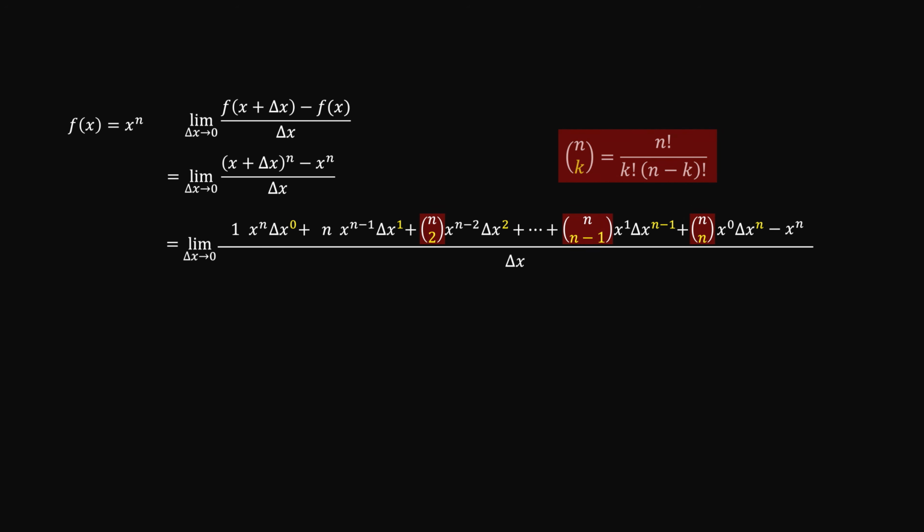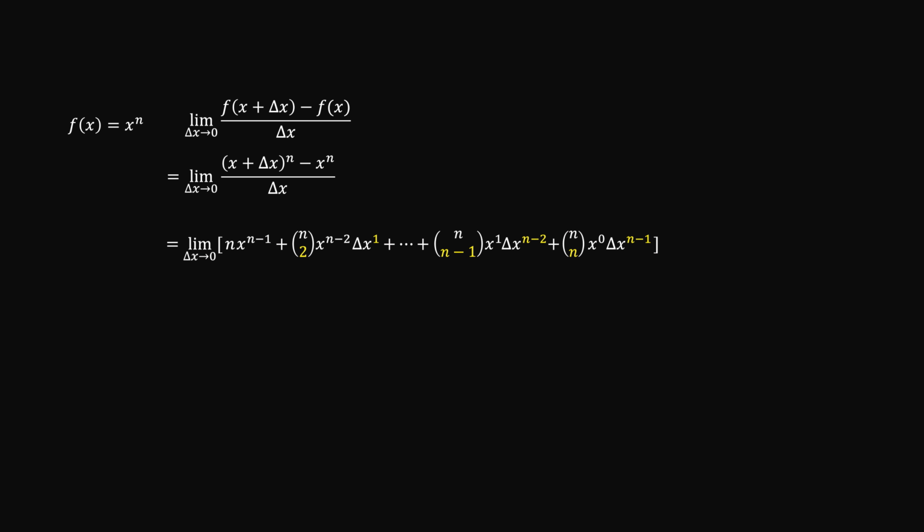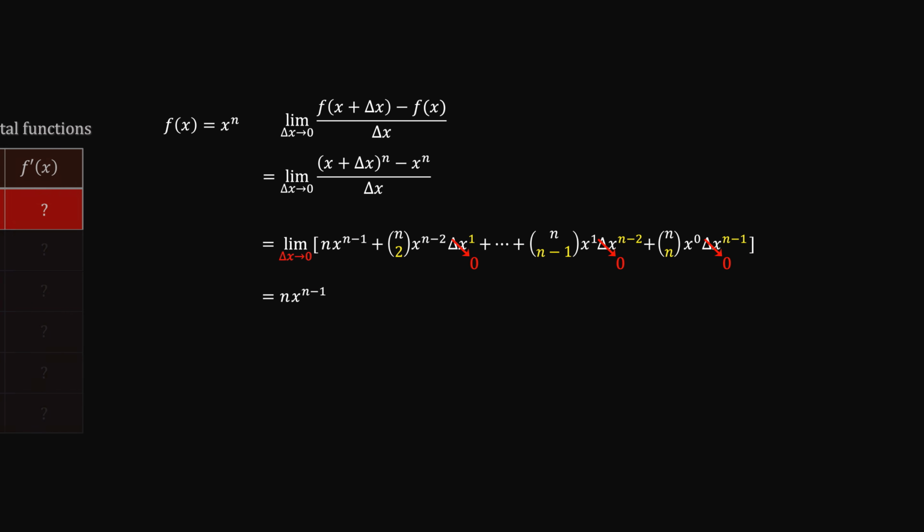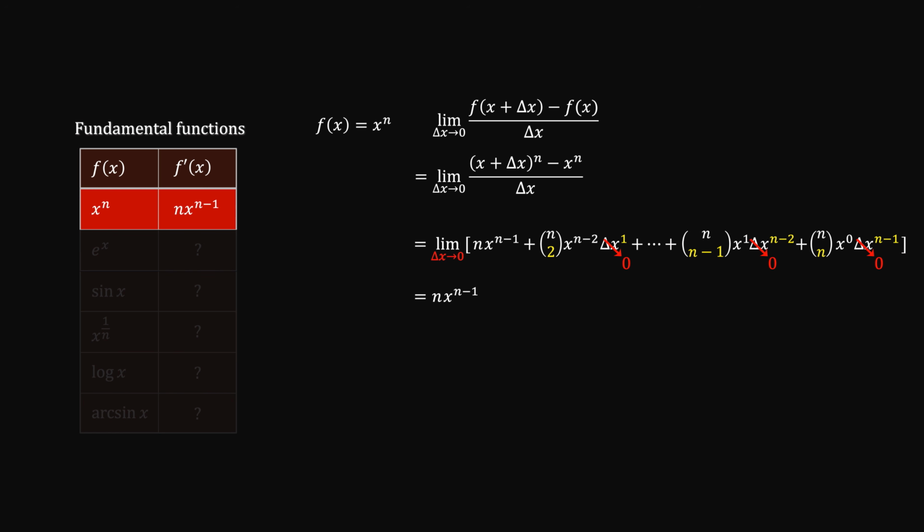But actually here for this case, you only need the first 2 terms. Here's why. These 2 cancel out. Then we can factor out the delta x term. Once you've done that, now the limit process will make any terms involving delta x vanish. So we're left with n times x to the power of n minus 1. We got our first derivative.